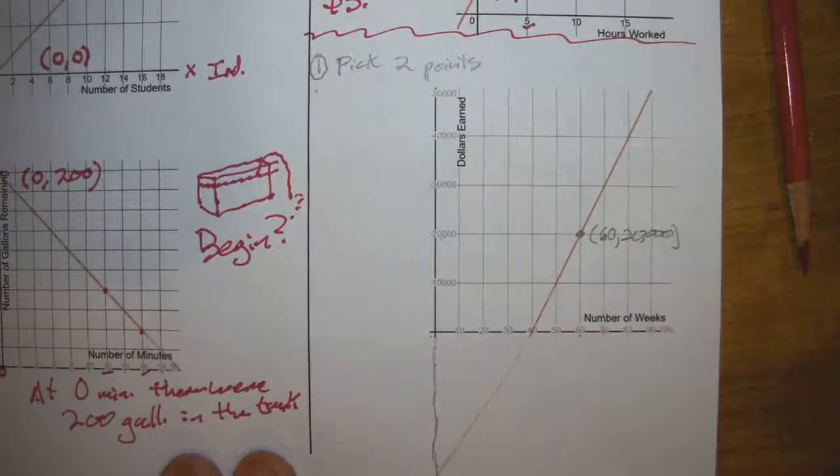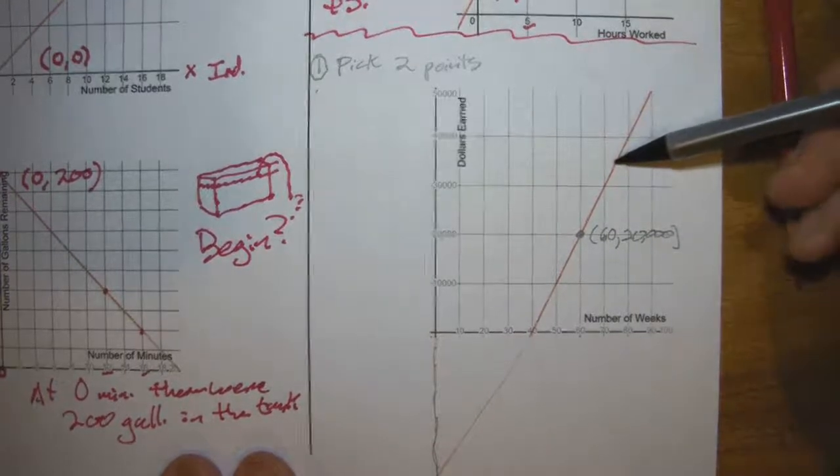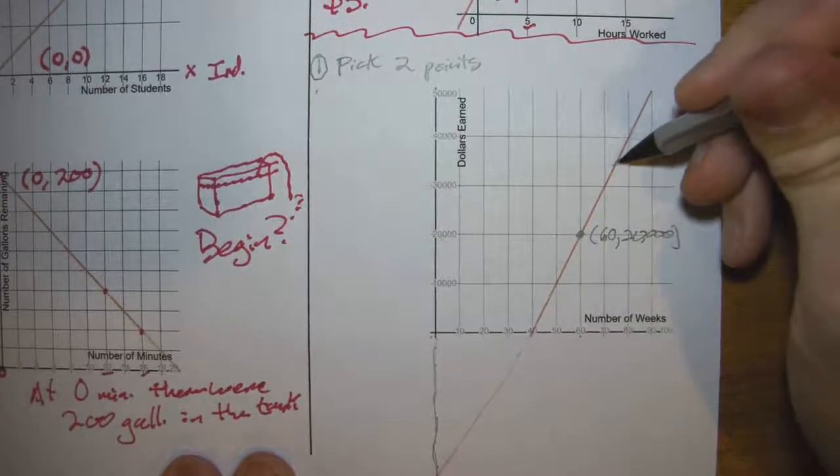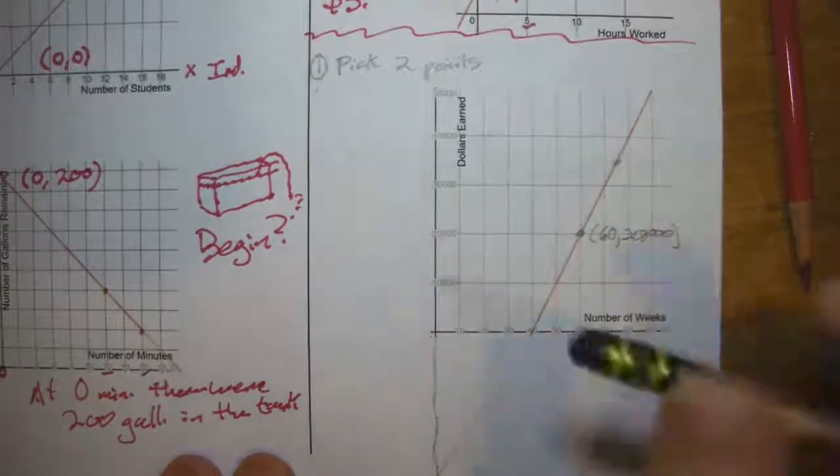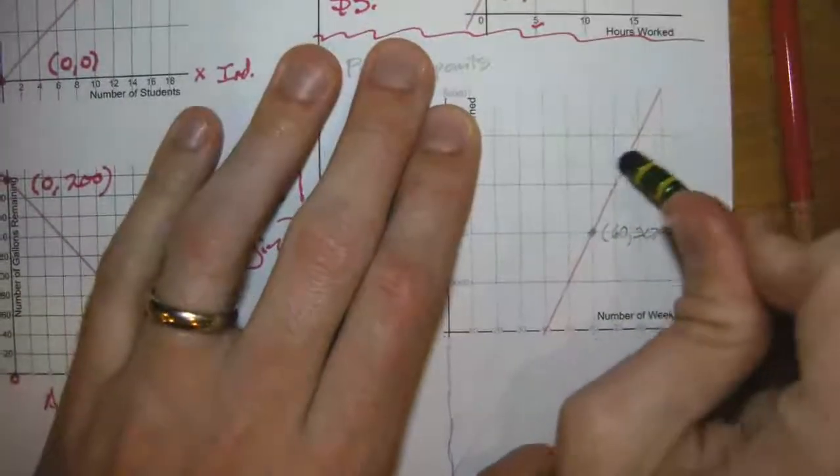Let's find another one. For example, I don't want to pick, say, this point here. All right, that's going to be kind of tough to read. I'm not sure how many weeks that is. I'm not sure how many dollars that is. So I'm going to stay away from that. That's not going to end well for me.